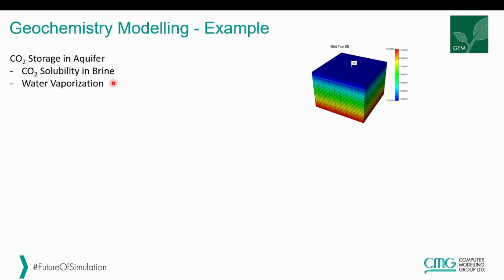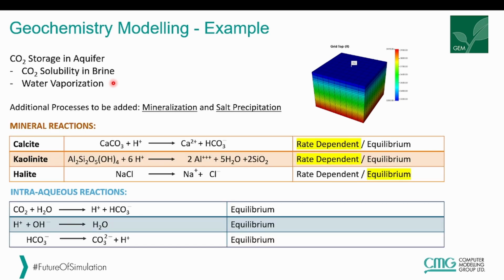Alongside these options, now we want to add geochemistry for the purpose of modeling basically two things. One is we want to add the mineralization process for CO2, meaning that some CO2 can be mineralized in the geological unit of interest, and the other process is the salt precipitation, which is mostly linked with the water vaporization process. As water is vaporized, we may expect an enhanced precipitation of salt near the well, and we want to quantify that.